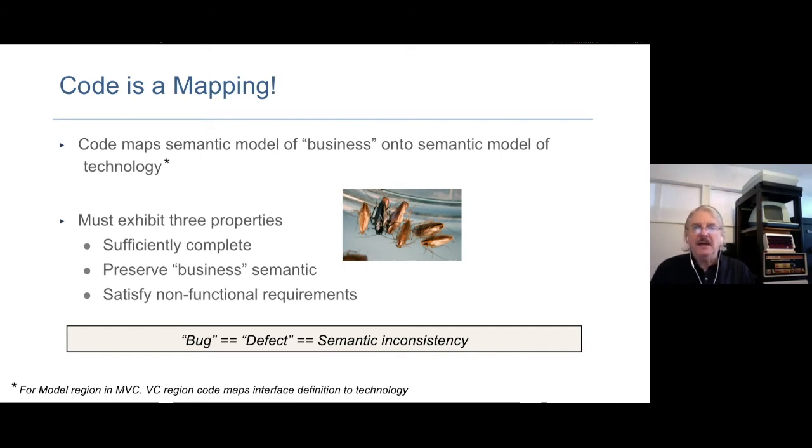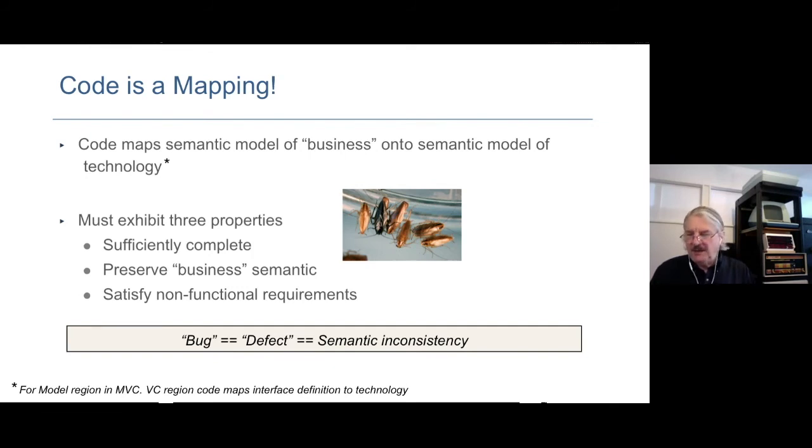Okay, and so again, I want to emphasize, you call it a bug, I call it a defect. It is a semantic inconsistency. It is an inconsistency brought on because we did not have a complete, consistent, concise understanding of business semantic, or when we map that onto the automation technology, we did not preserve the semantic correctly.